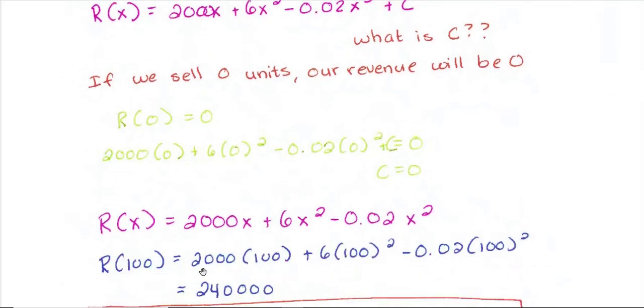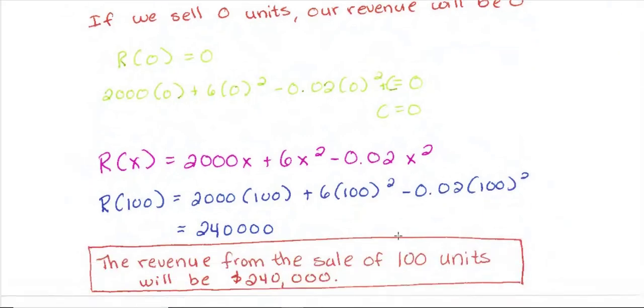And so now I can go ahead and plug in 2000 times 100 plus 6 times 100 squared minus 0.02 times 100 cubed, which is going to give me 240,000. So the revenue from the sale of 100 units is going to be $240,000.